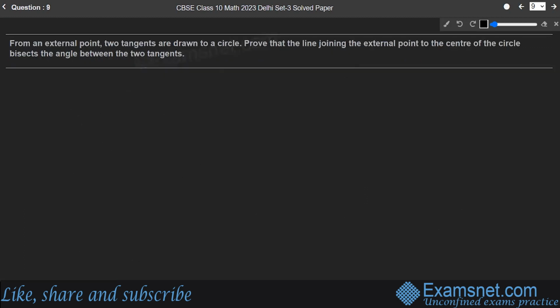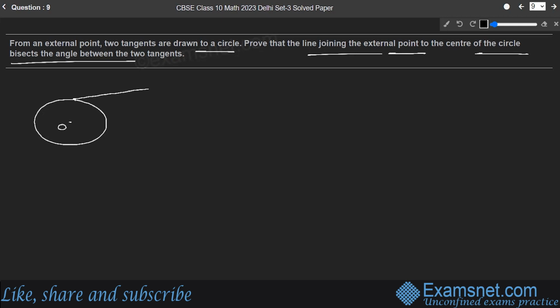Now, from an external point, two tangents are drawn to a circle. Prove that the line joining the external point to the center of the circle bisects the angle between the two tangents. So let us draw the figure first. This is going to be a circle and there is a center O there. There have been two tangents drawn. So let us draw the two tangents from the common point.